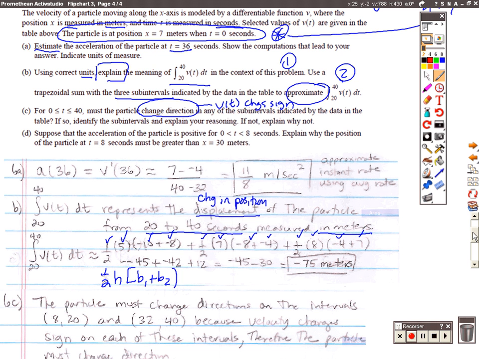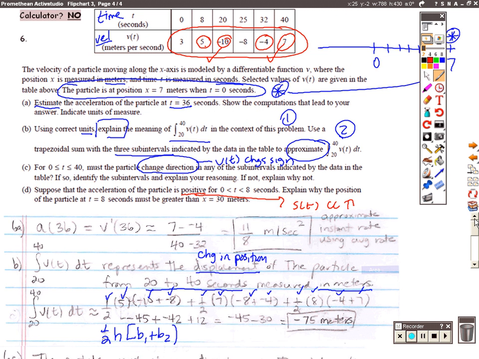And 6D, suppose that the acceleration of the particle is positive. Well, what does that tell me? If acceleration is positive, one thing it tells me is that the position is concave up. Explain why the position of the particle at t equal to 8 seconds must be greater than x equal to 30. All right, this is the challenge problem of this question.